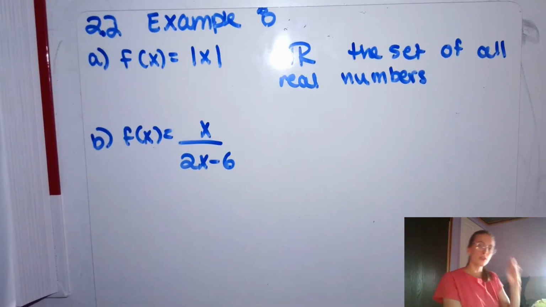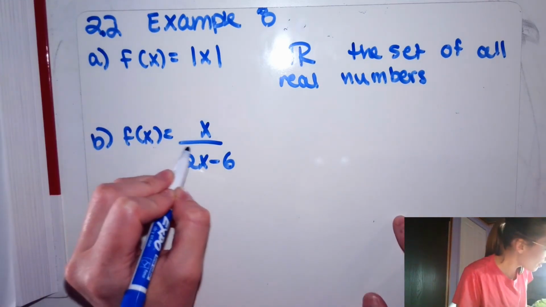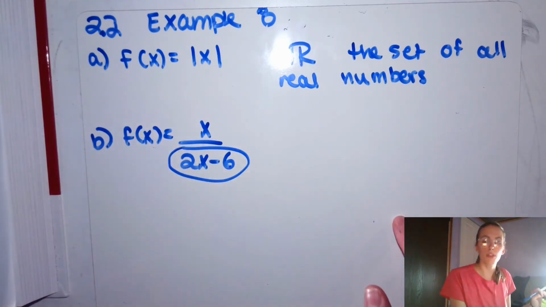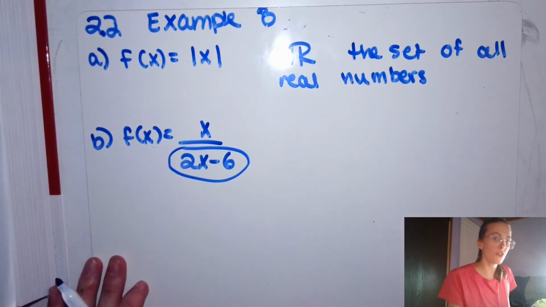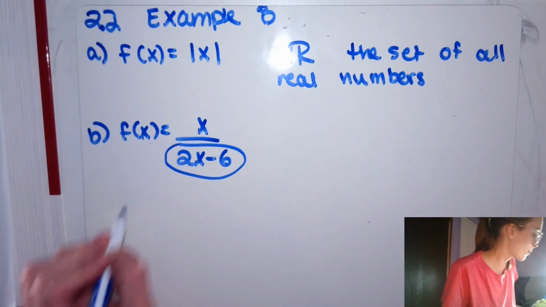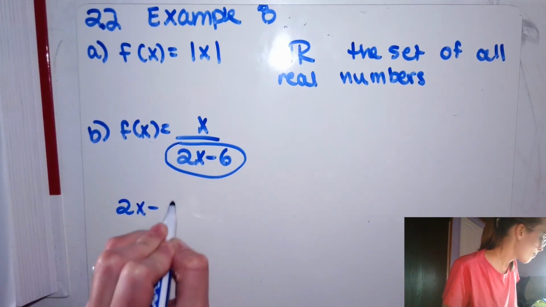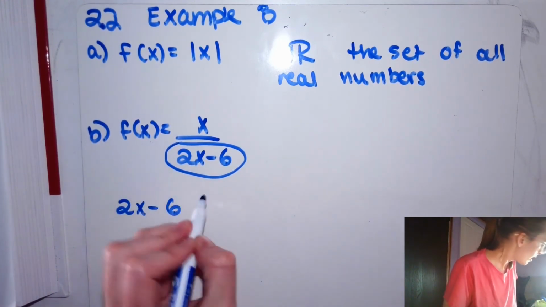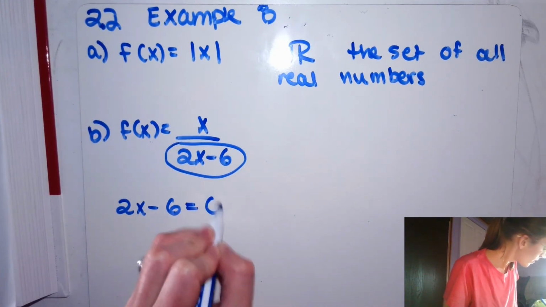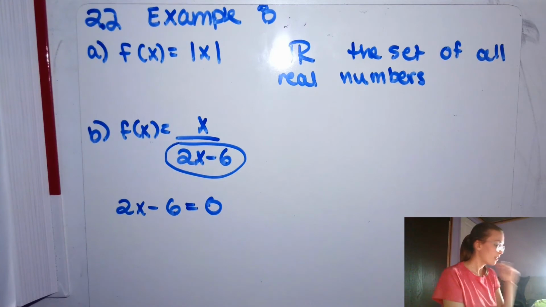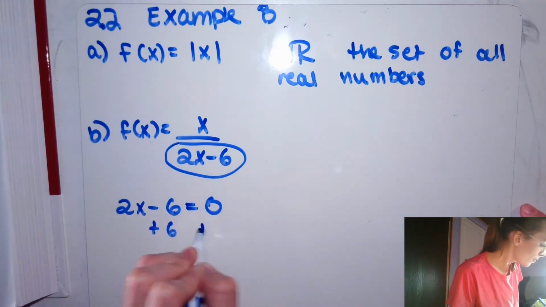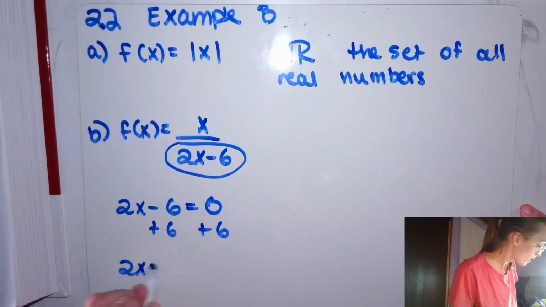So remember that you can't divide anything by 0, right? You can't have 100 over 0. That's just not valid, right? You can't divide by 0. So if the denominator here is 0, the output won't be valid. So let's solve for x when 2x minus 6 equals 0. All right, so add 6 to both sides, and you get 2x equals 6.